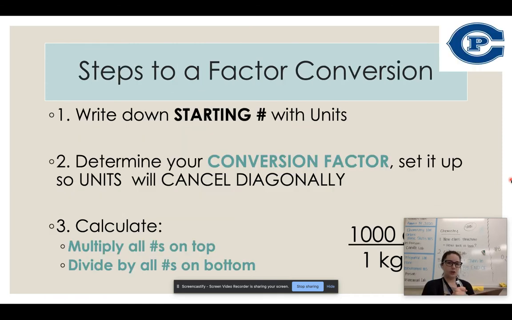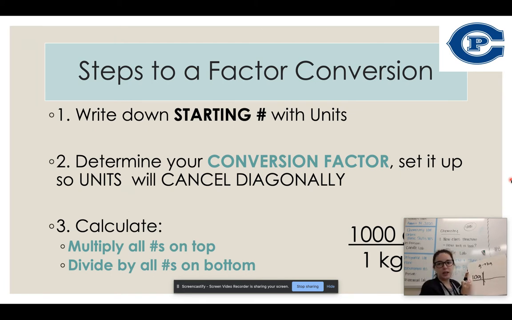When you're doing a factor conversion, your steps are to write down the starting number with units. For example, I had 10 grams and I want to make it kilograms. I write down my starting number and my unit. Determine your conversion factor. If I want grams to kilograms, then I will set it up so my units will cancel diagonally. You can use the train track, which I'm going to use because it helps me. If you work better by doing fractions, that's fine.